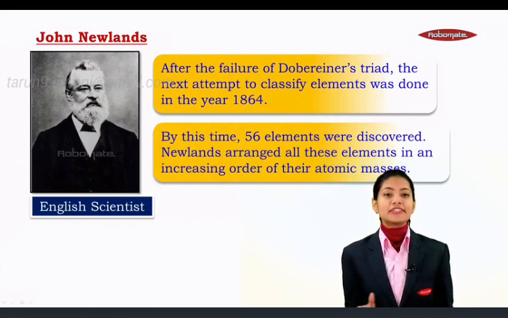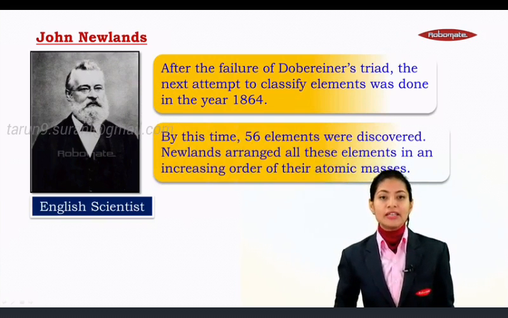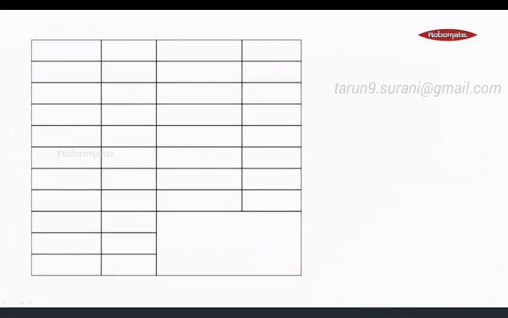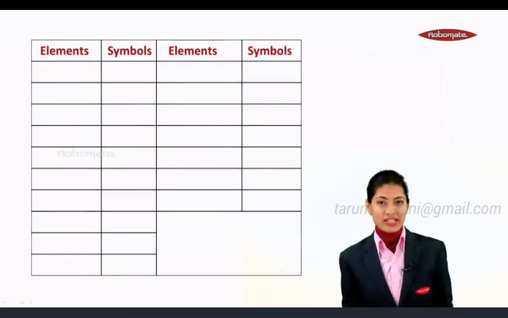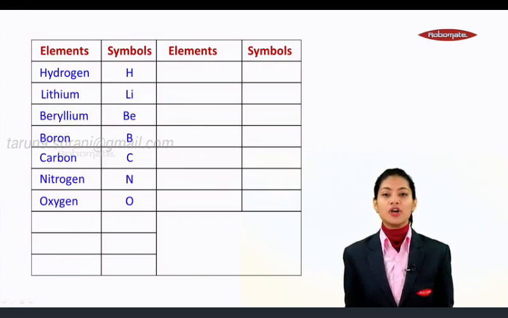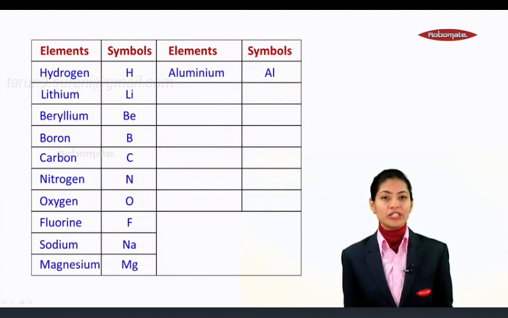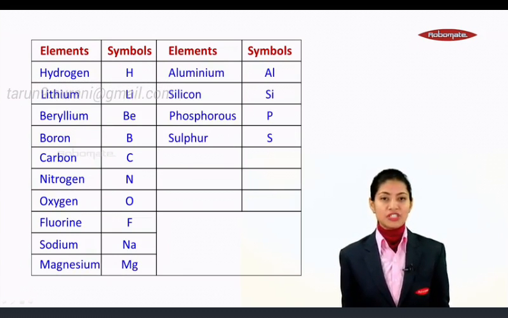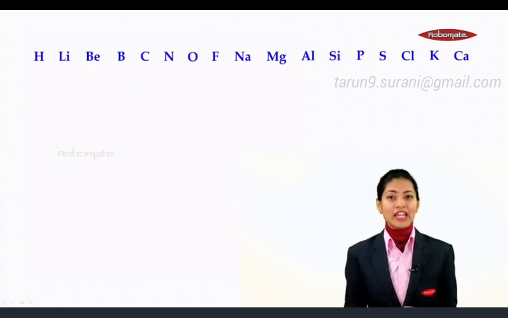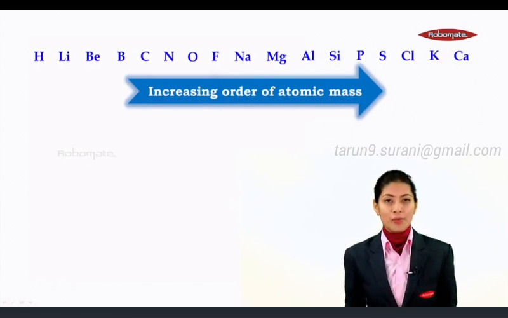By this time, 56 elements were discovered, and Newlands arranged all these elements in the increasing order of their atomic masses. Some of these elements that were included in his table were hydrogen, lithium, beryllium, boron, carbon, nitrogen, oxygen, fluorine, sodium, magnesium, aluminium, silicon, phosphorus, sulfur, chlorine, potassium and calcium, to name a few. So he took all these elements and arranged them in the increasing order of their atomic masses.